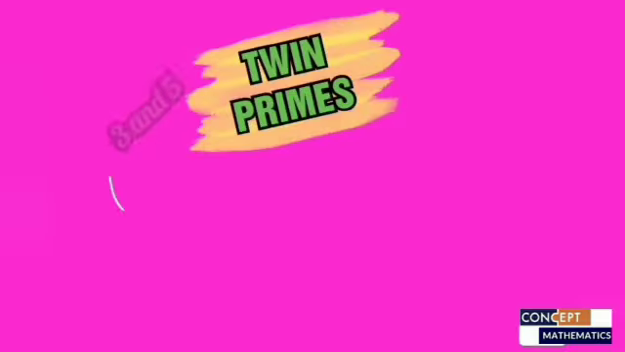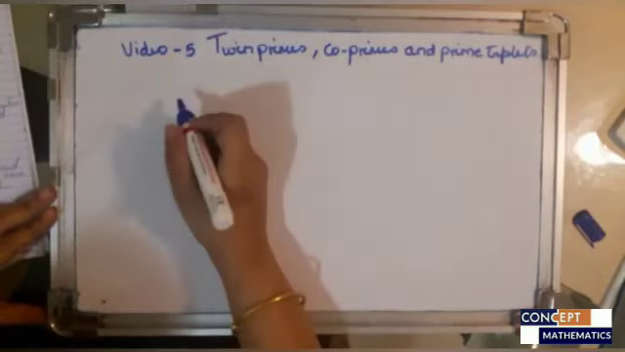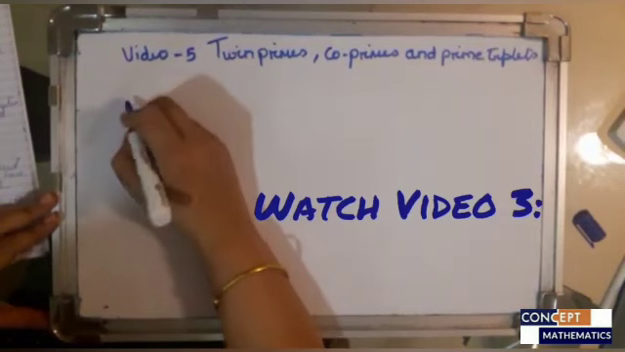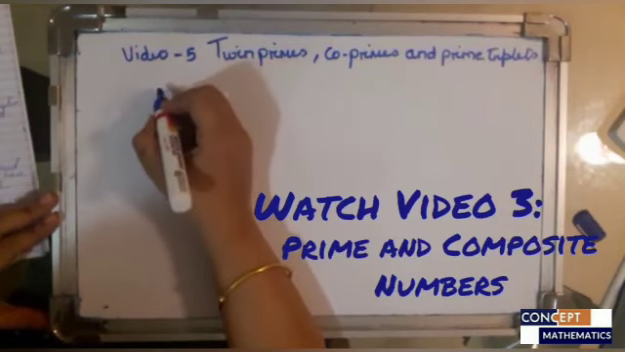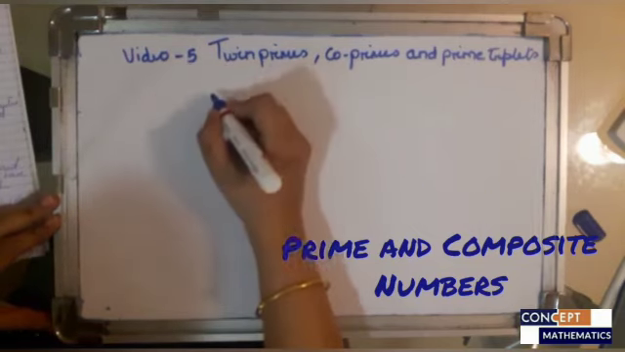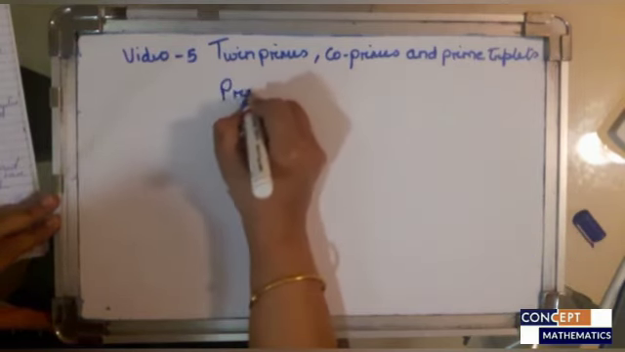Hello friends, today's topic is twin prime, co-prime and prime triplet. In my video 3, I have explained what prime and composite numbers are.